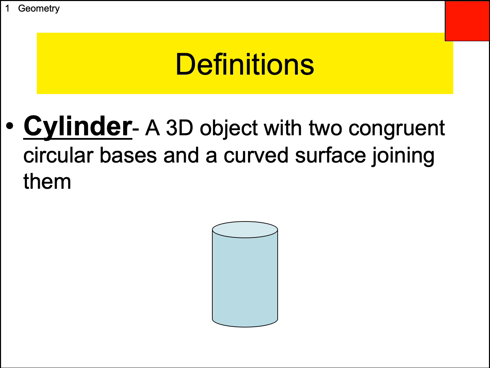And then you have a curved surface that joins them. There's no flat surface. So prisms have parallelograms, pyramids have triangles, cylinders don't have any of those. It's a curved surface. Okay, that's the side. The sides are made up of a curved surface.